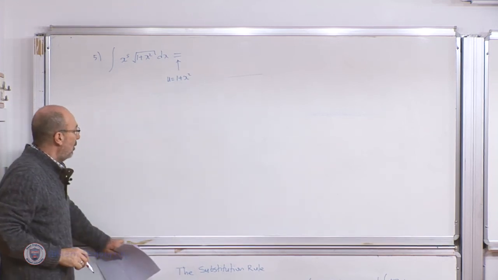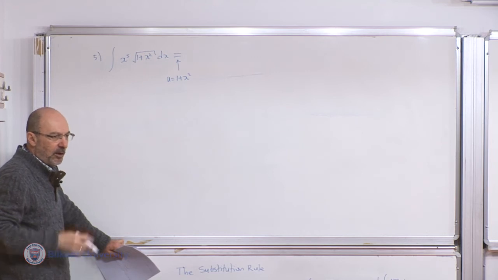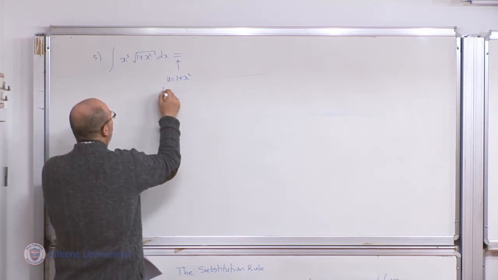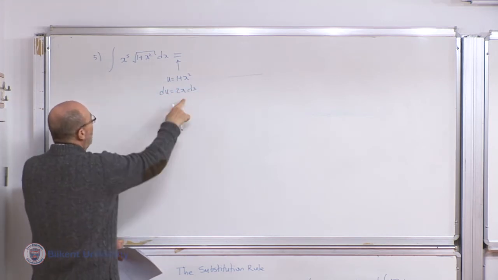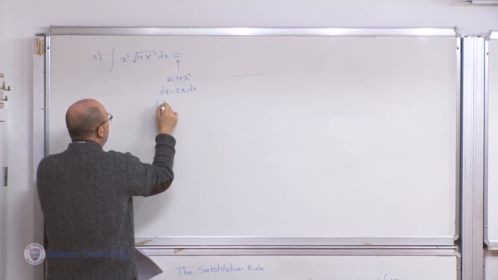If you ask, how did you find u equals 1 plus x squared? Well, I just picked it up. I'll try it. If it works, it works. If it doesn't, I'll erase all of it and try something else. So du is equal to 2x dx. I have x dx here, and I have lots of other things, but let's do it step by step.